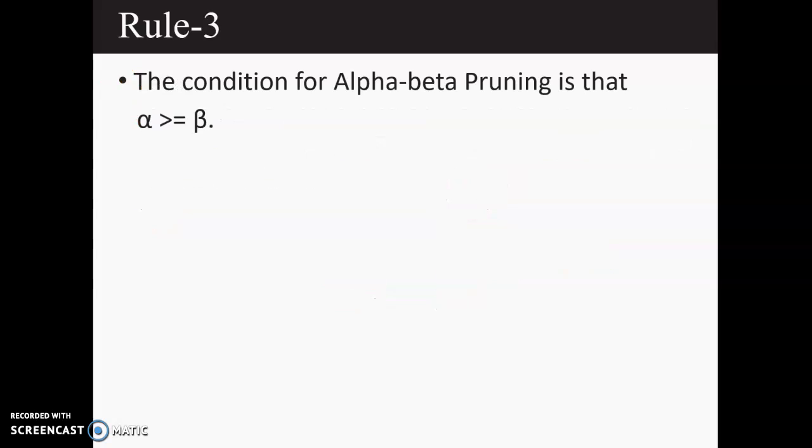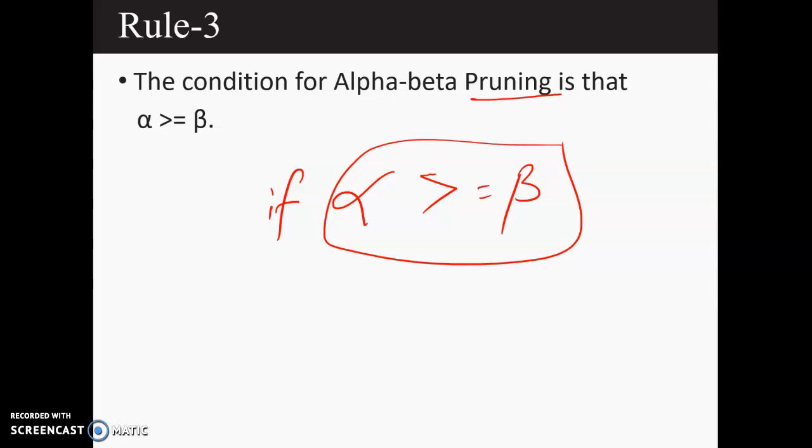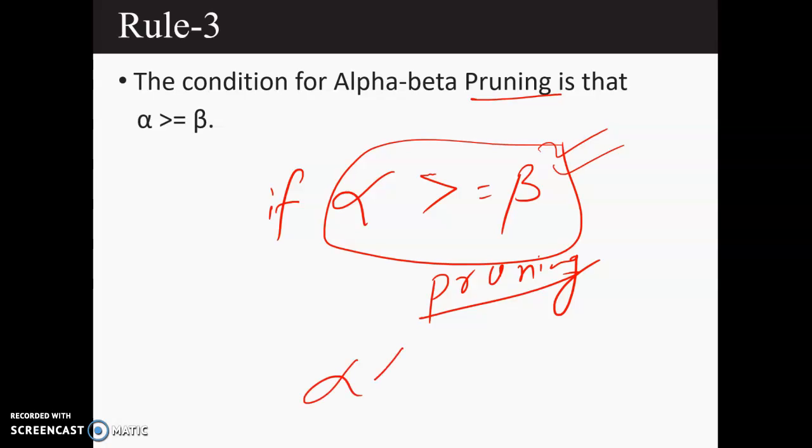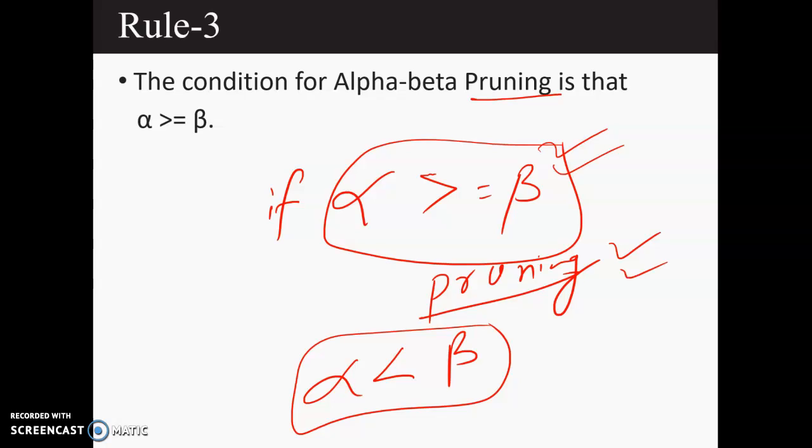The next rule is for pruning. When you apply pruning, if alpha is greater than or equal to beta, then prune. This is the condition we will check for the values of alpha and beta. If alpha is less than beta, then we will not prune. If this condition is true, it means that we prune the node or the branch.